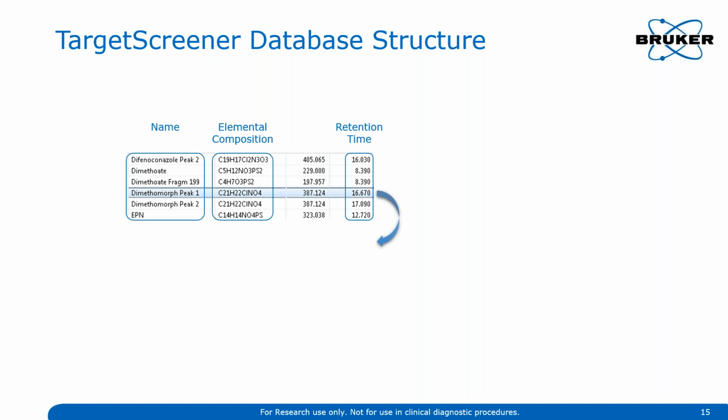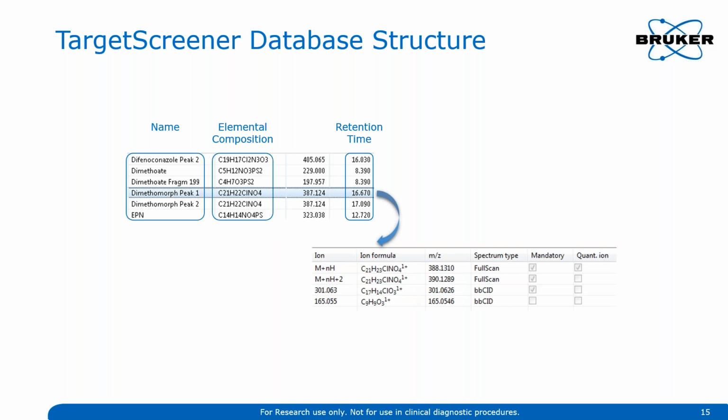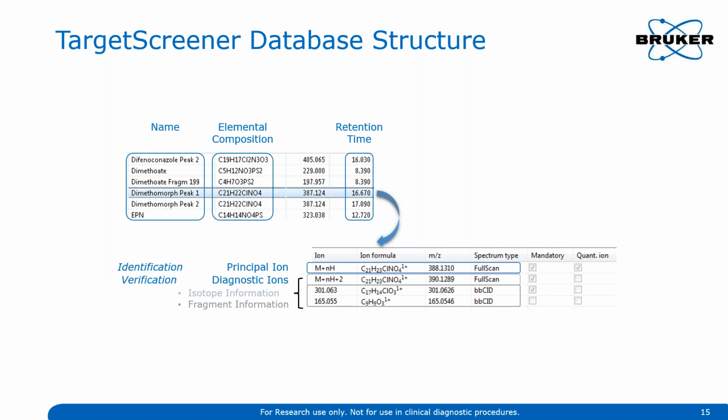The TargetScreener relies on a database for analyte identification. And we prefer to call it a database, not a library, because it contains a lot more information about analytes than a typical library would. For each target compound, the database obviously contains its name, its molecular formula, and retention time. Further, it includes the accurate mass of the principal ion for identification, and several, and it's important, several diagnostic ions for verification. The diagnostic ions typically include alternative ionization patterns, isotopes, and fragments from broadband CID.